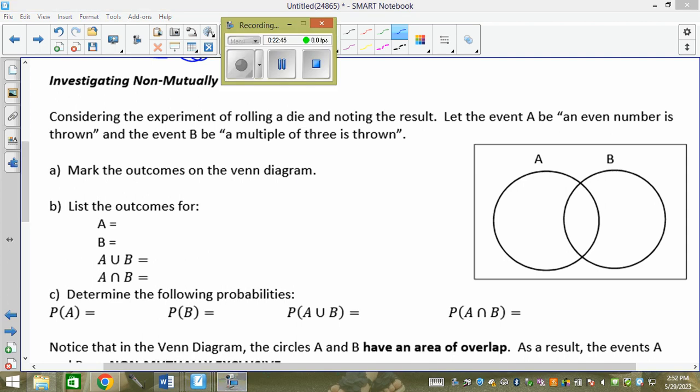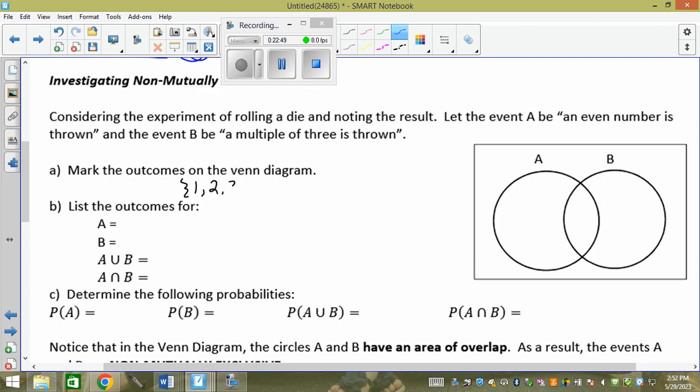We still have 1, 2, 3, 4, 5, 6. A has even, so it's still 2, 4, 6. B has what numbers? 3 and 6. So what's my overlap? 6. And then this one has 2 and 4. This one has 3 and I'm done. What am I missing? 1 and 5. They go outside, right?